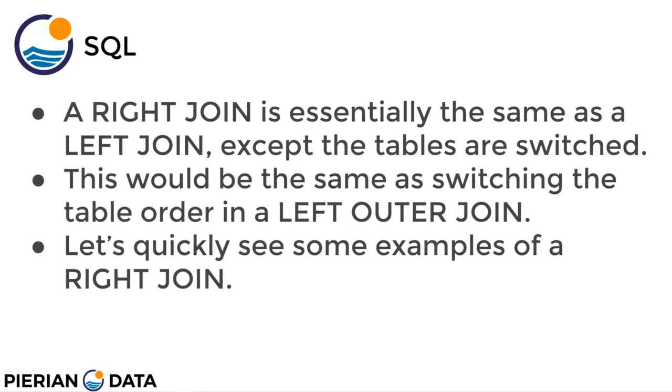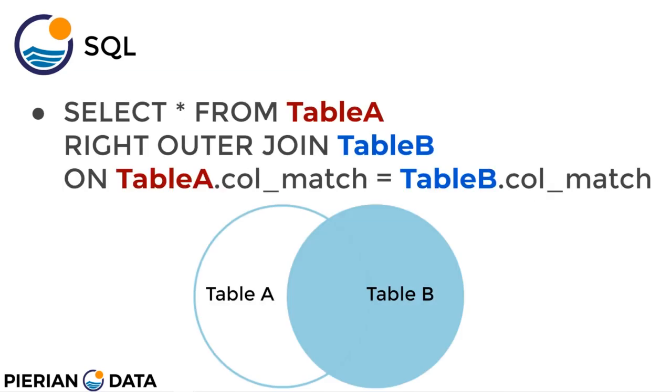So I want to quickly show you some examples through a Venn diagram. A right outer join, notice this looks a lot like a left outer join, except it's just flipped along the axes. So we're saying select everything from table A right outer join on table B, where table A has a column match equal to table B. What this is saying is essentially the exact reverse of a left join. It returns rows that can be found either exclusively in table B or in both table B and table A, and does not return rows that are exclusively found in table A.